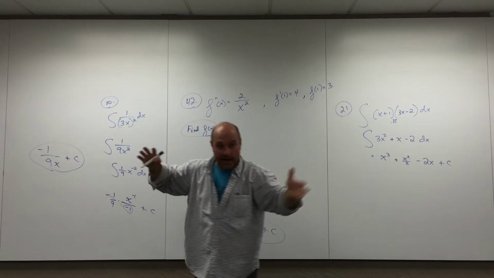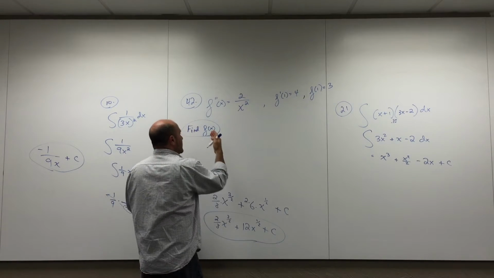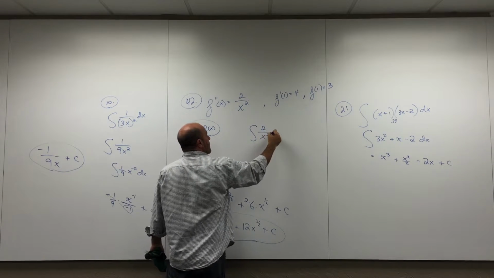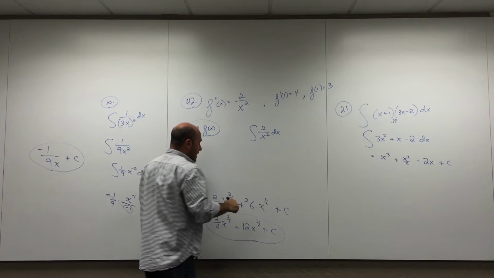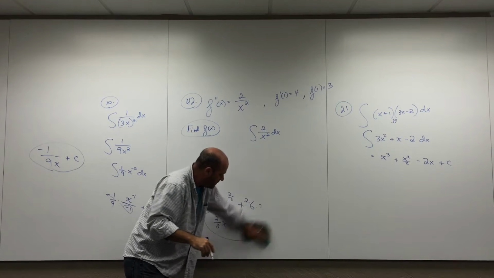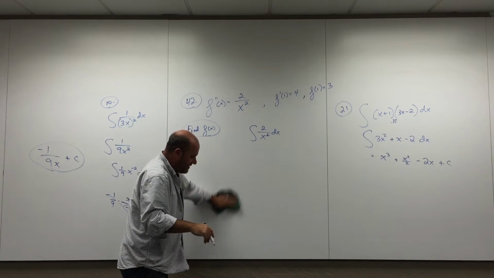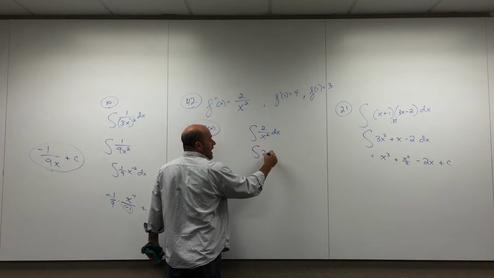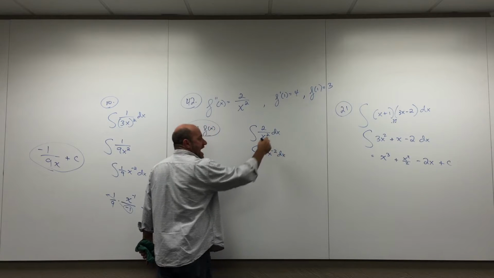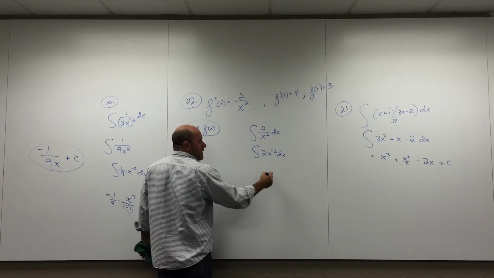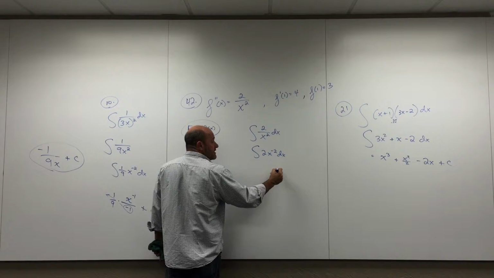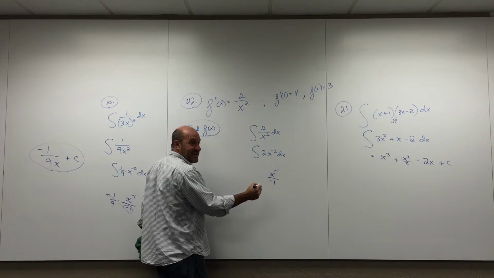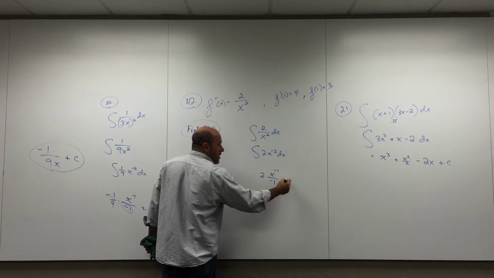Let's do it. To get to the function, I should integrate this second derivative. I'm integrating this second derivative. Here I am again. I've got to rewrite it, move it up, and call it 2x to the negative 2. I've got to add 1 to the exponent. When you add 1 to it, you get x to the negative 1. Divide by negative 1. That's how you do it. The 2 is multiplied out front, plus c.